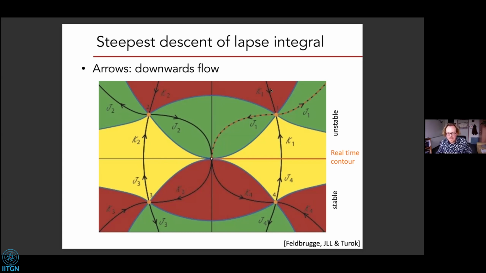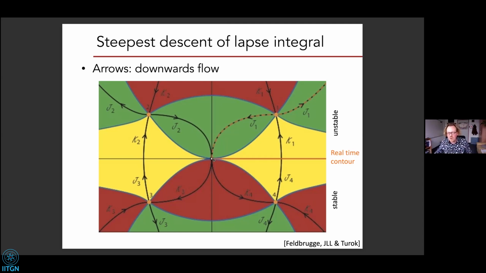Now, the black lines are the steepest ascent and descent lines, where the magnitude of the integrand is getting larger or smaller. The arrows always show a downwards flow, the direction in which the magnitude of the integrand gets smaller. If we want a convergent integral, we need to integrate over steepest descent contours, because then, away from the saddle point, the integral gets less and less contribution and will be convergent.